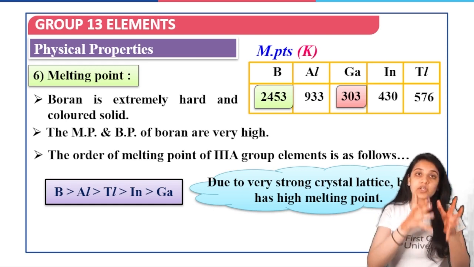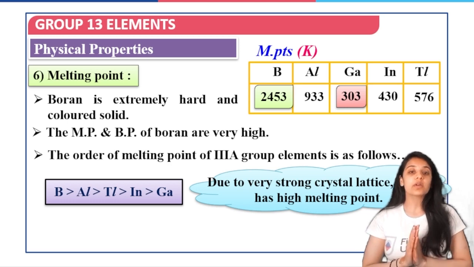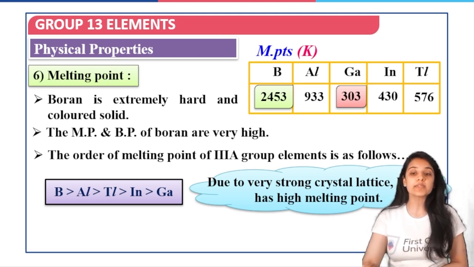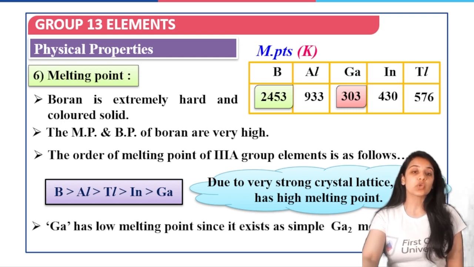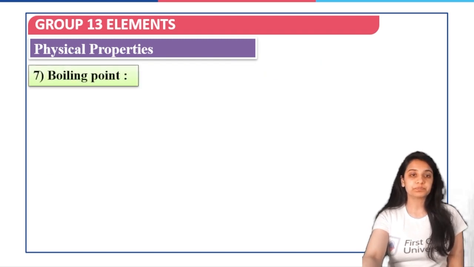crystal lattice and get the element from the solid to the liquid form, and therefore a lot of heat in the form of temperature is required, and therefore melting point is higher. Gallium has low melting point and it exists as simple Ga2 molecule.